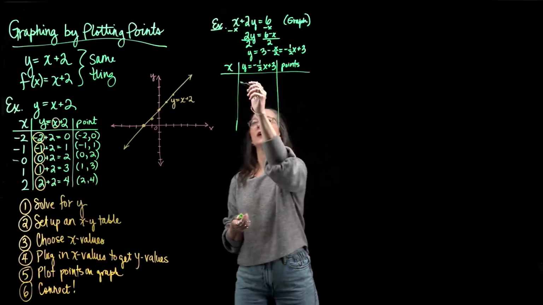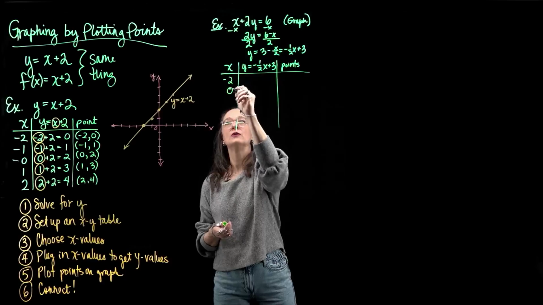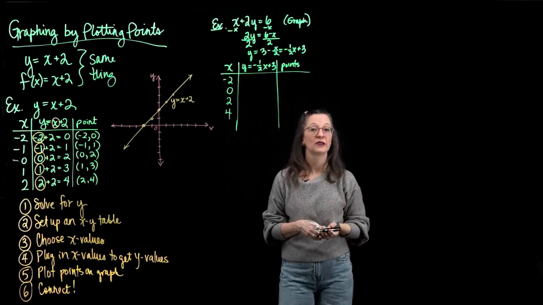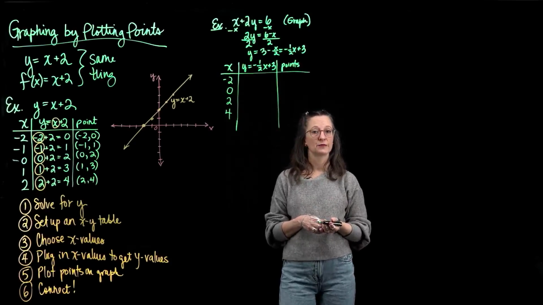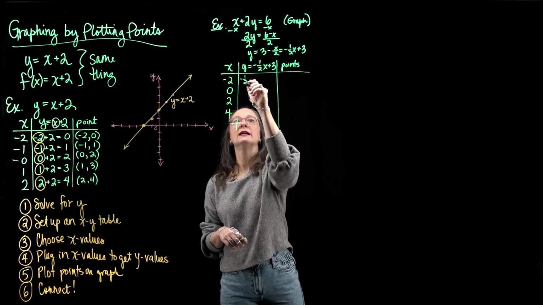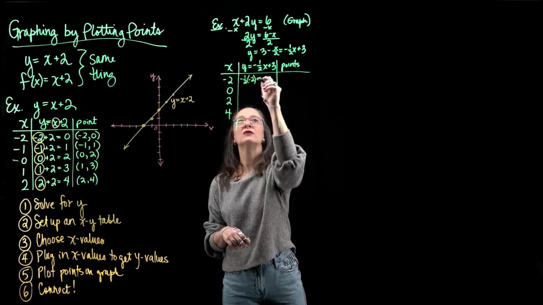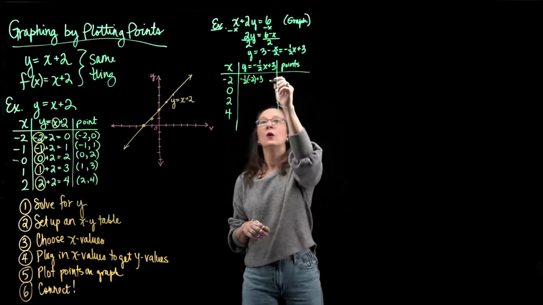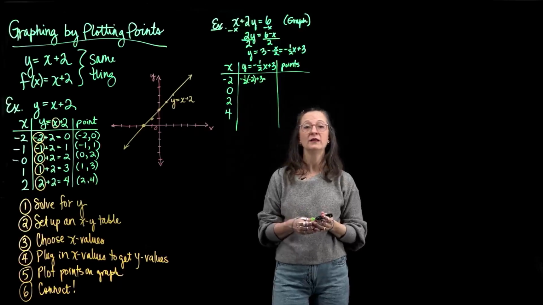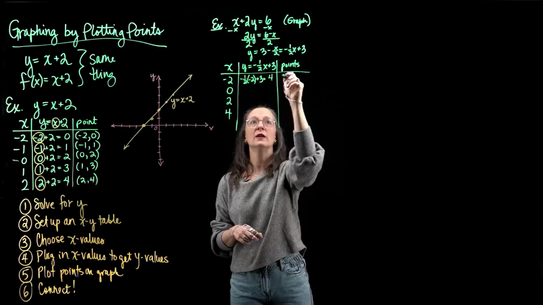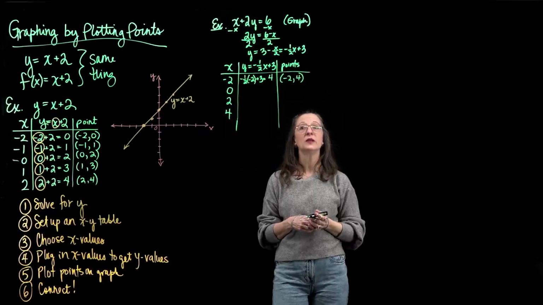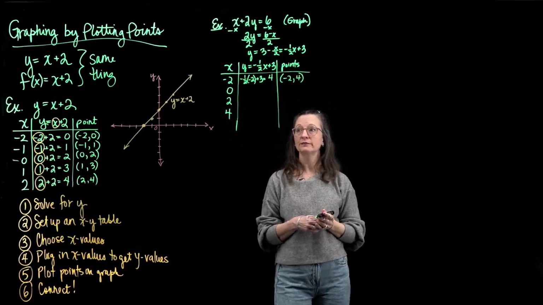So I'm going to start with negative 2. I'll use 0, 2, and 4. And those are reasonable x values that will give me whole numbers. Let's plug them in. So when x is negative 2, y is negative 1/2 times negative 2 plus 3. Well, negative 1/2 times negative 2 is just positive 1, and 1 plus 3 is 4. The point when x is negative 2 would be negative 2, 4.